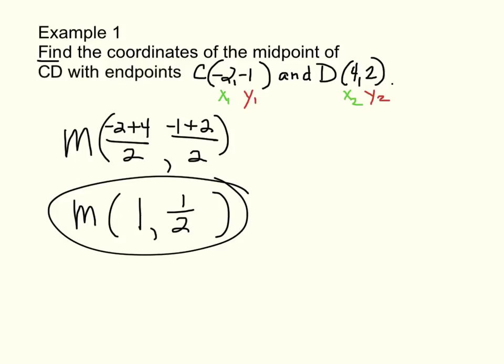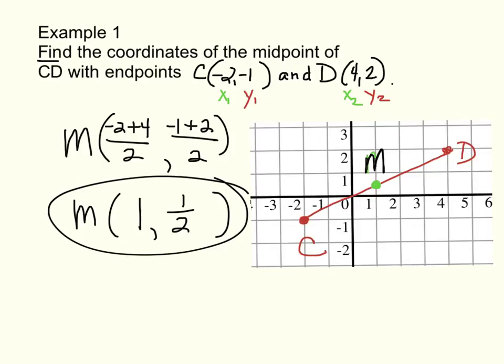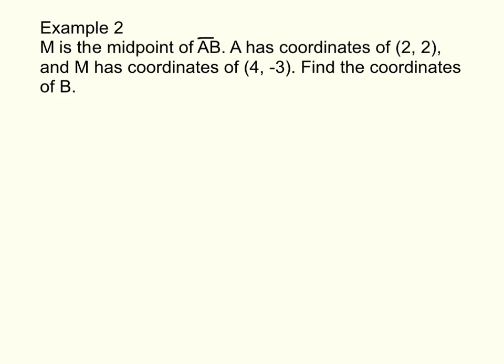Find the average of both x values: you add them together and divide by 2, then add your y values together and divide by 2. Now, you don't need to write any of this down, but I wanted to show you that if you graph this, C was at (-2, -1) and D was at (4, 2). If we graph our midpoint, 1.5, you'll notice it's halfway between C and D.